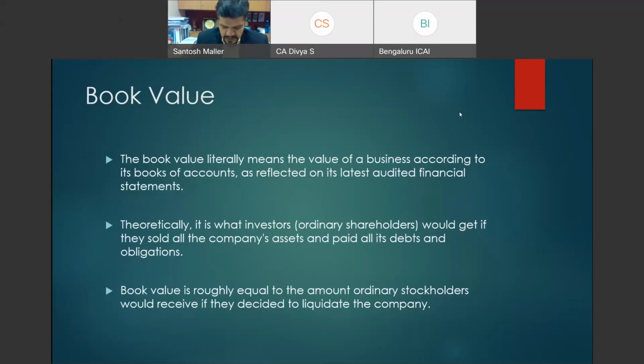So book value is one of the methods which, although it's kind of redundant, still has some usage in certain laws, where it can be used for the purpose of complying with the legal requirements. But certainly for actual transactions, such a method has become redundant.